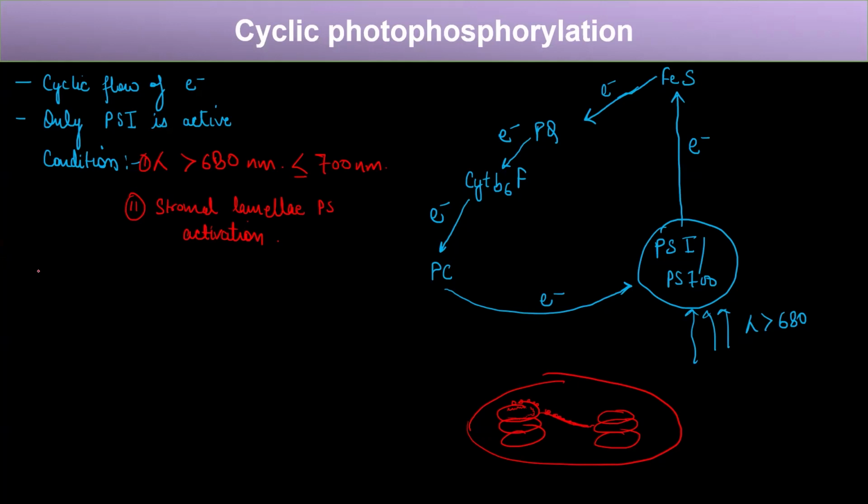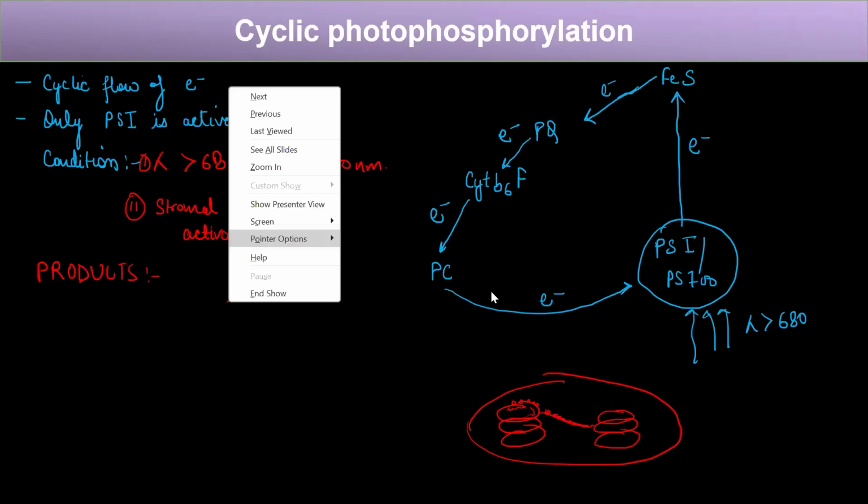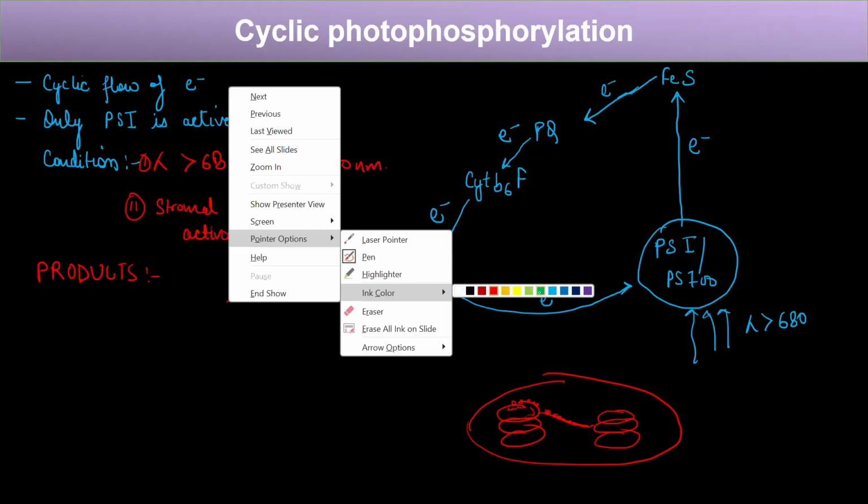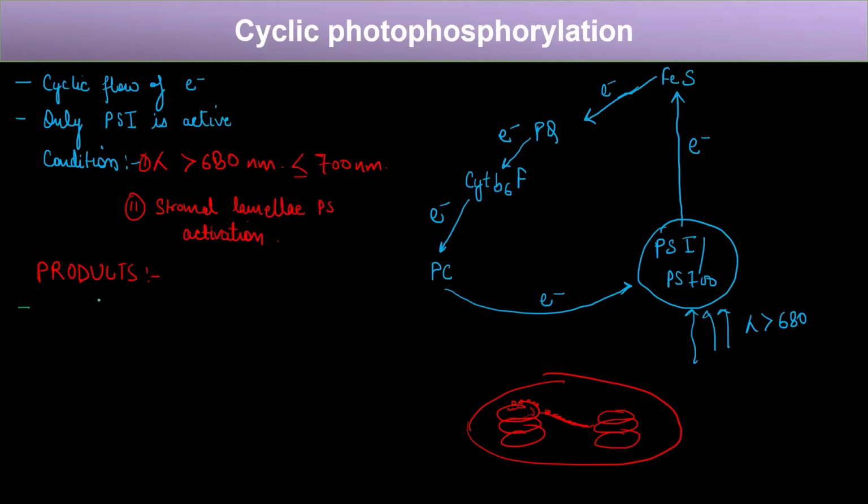Now, if we talk about the products of cyclic phosphorylation, what can we see forming here? Is there any splitting of water? Here the electron is coming back to the photosystem, so we do not need any extra machinery for water splitting or for the generation of electrons. So no water splitting is taking place.